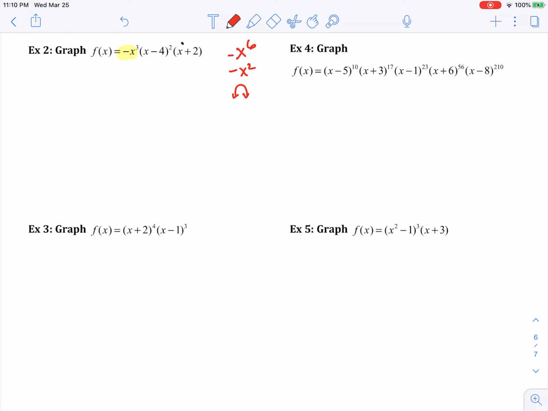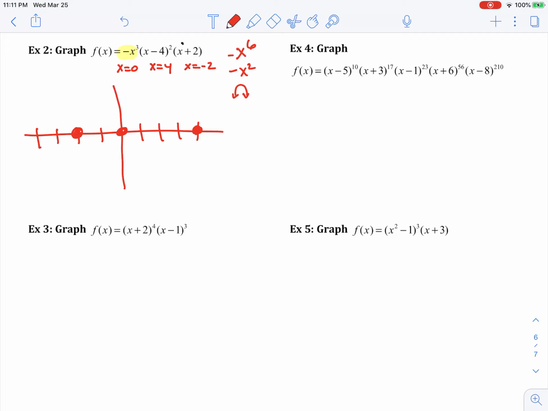If we look at our x-intercepts, what our roots are, we have an x-intercept or a root at x equal to 0, at x equal to 4, and at x equal to negative 2. So let me just sketch those on here real quick. So an x-intercept at 0, an x-intercept at 4, and an x-intercept at negative 2. So if we were to look at the behavior at those individual roots, what is going on as we are getting close to those individual values?